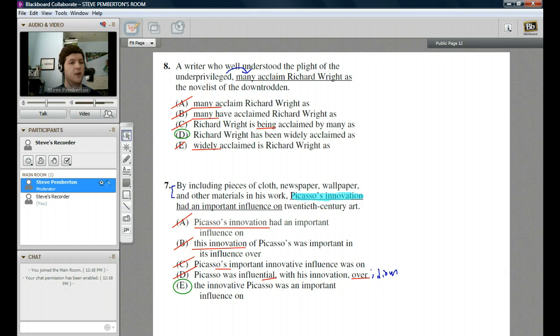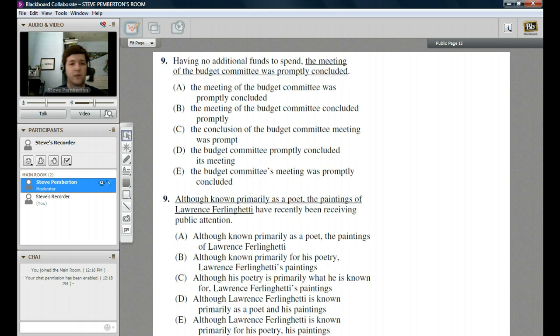So it took us two grammar concepts to get to the answer, but we were able to do it quickly and efficiently by paying attention to this subtle error. Let's look at a few more to make sure we fully understand it. Having no additional funds to spend, the meeting of the budget committee was promptly concluded. Okay. Again, we start off a sentence with a phrase, having no additional funds to spend. So someone or something has no additional funds to spend. Whatever that thing is that has no additional funds better be the very next word, otherwise it's a misplaced modifier.